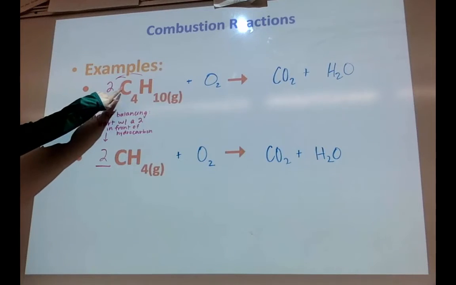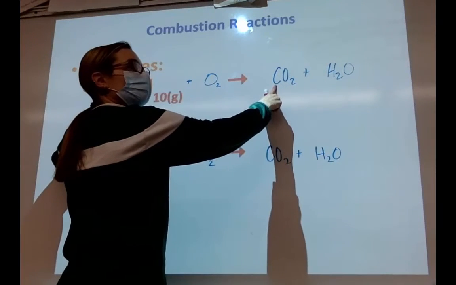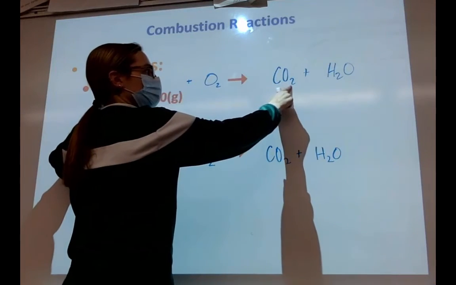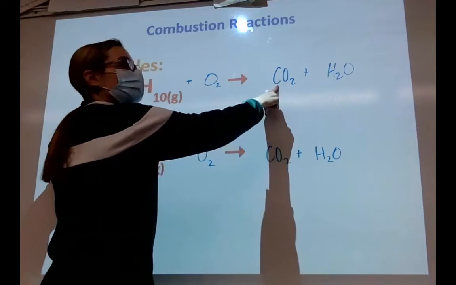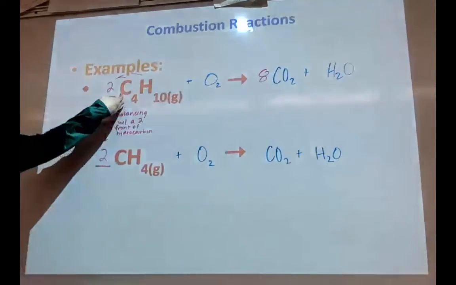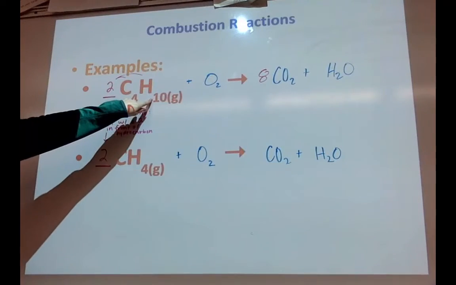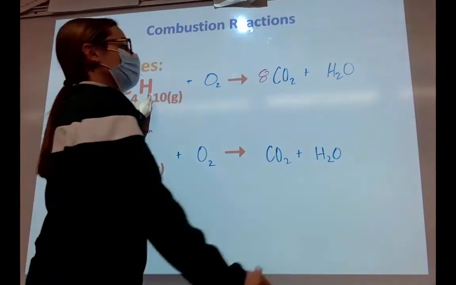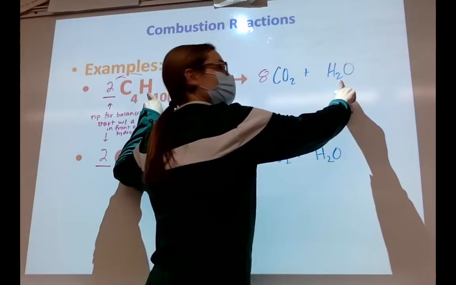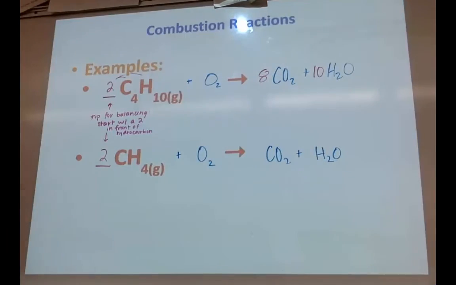So I have 2 times 4. I have 8 carbons here. Right here I only have 1. This isn't in parentheses, so this 2 doesn't go to everything. There's only 1 carbon here, so I'm going to put an 8. This 2 also goes to hydrogen. 2 times 10 is 20 hydrogens. Over here I only have 2, so I'm going to put a 10 in front. Now I have 20 hydrogens on the product side.